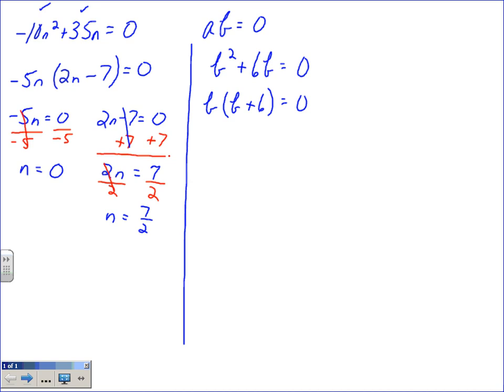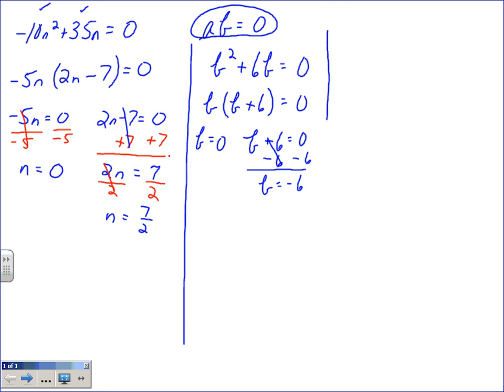Now I'm going to look at this, it's called the zero product property. One of these has to equal 0. Either b has to equal 0, that's one solution, or b plus 6 has to equal 0. I subtract 6 from each side, and b equals negative 6. That's your two solutions. Does that make sense, Sid? Yeah. Good.